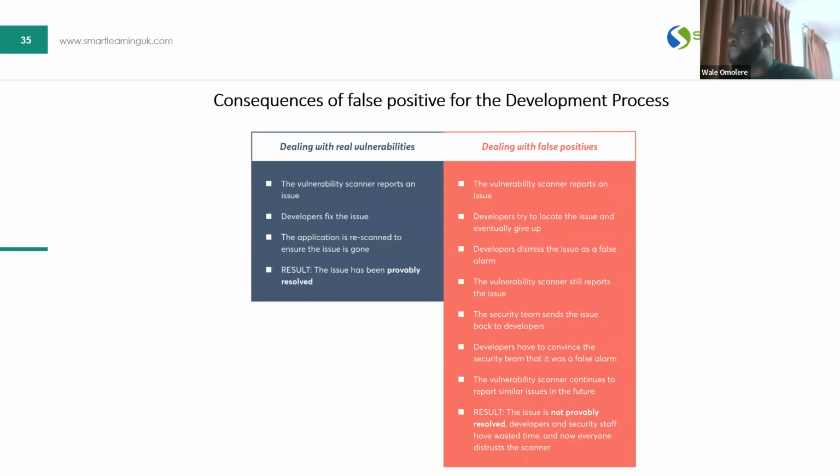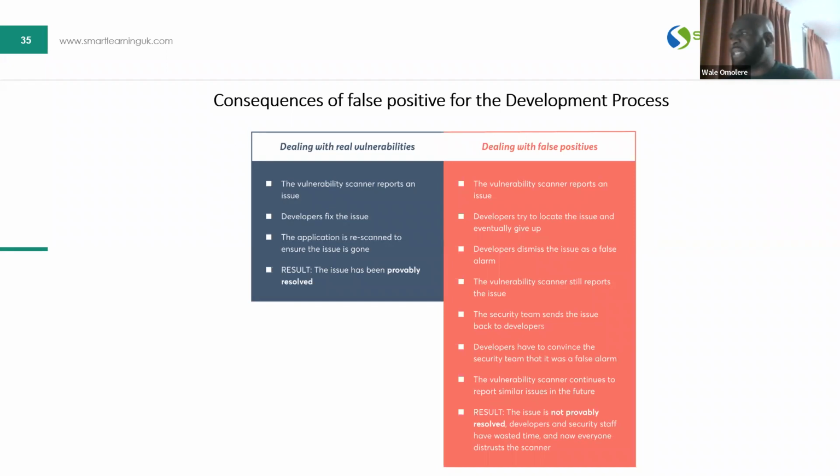So I have this illustration here, which talks about the consequences of false positives for the development process. And the reason why, like I said earlier on, I moved a little bit away from network is I just want you to learn something a little bit different, that would again give you that edge when you're applying for a role.